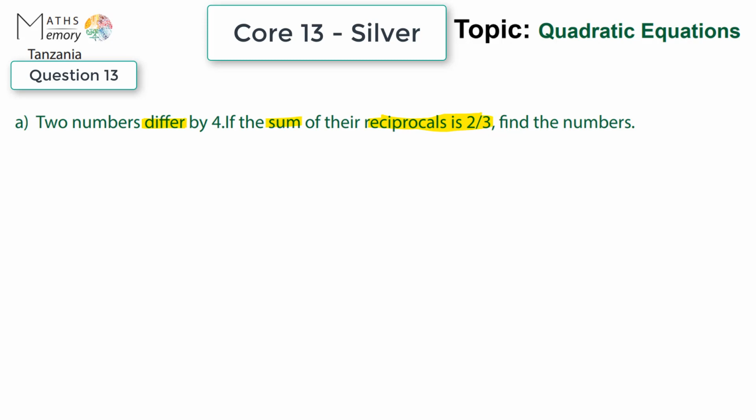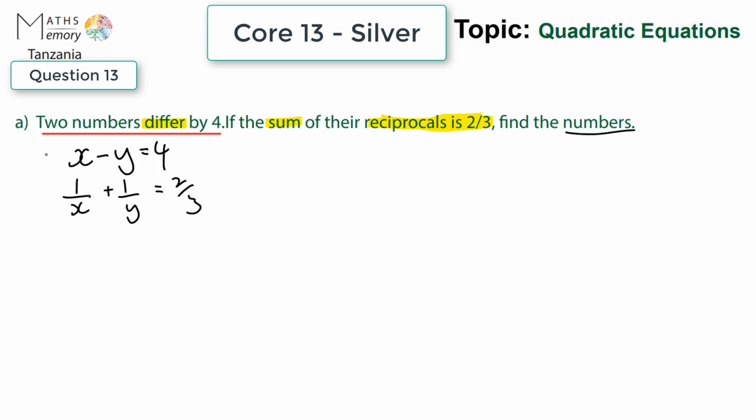Let's call this x and y. So two numbers. Let's say x take away y equals 4. That's the first thing we gather from the first sentence over here, because two numbers differ by 4. The difference is 4, and x and y are the two numbers we want to find out. The sum of their reciprocals is 2/3. So reciprocals means 1 over x plus 1 over y equals 2/3. Okay, equation 1, equation 2.